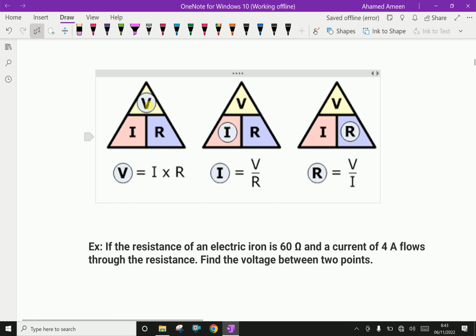Now look at this triangle. It is easy to understand the formula. Suppose we want V, it is I into R. If you want I, it is V over R. If you want R, it is V over I. Look at these small examples.